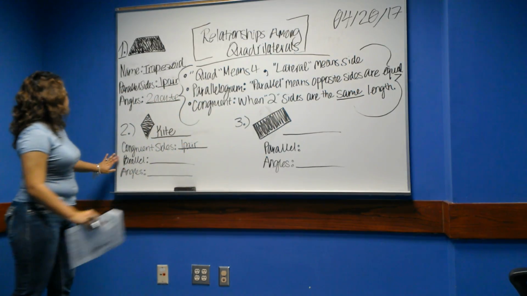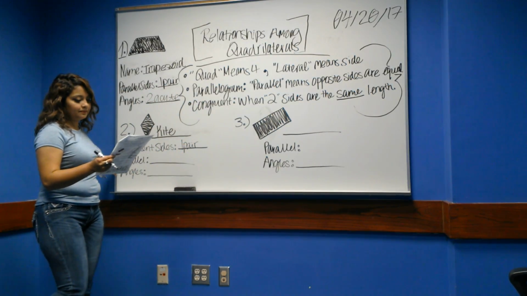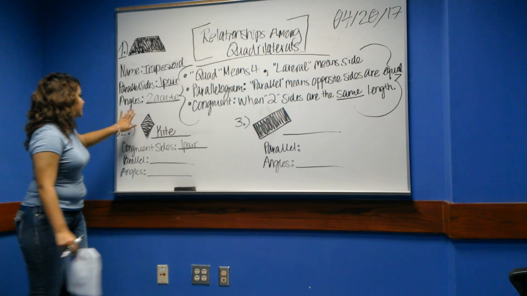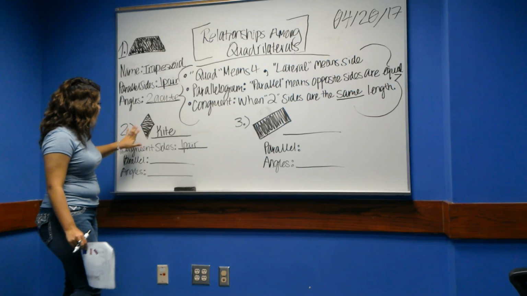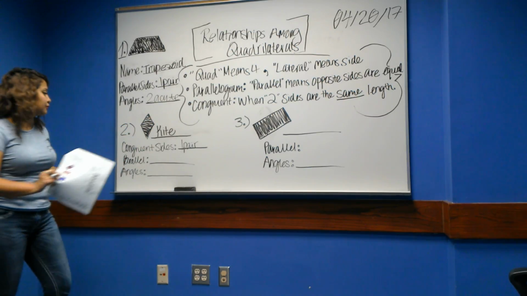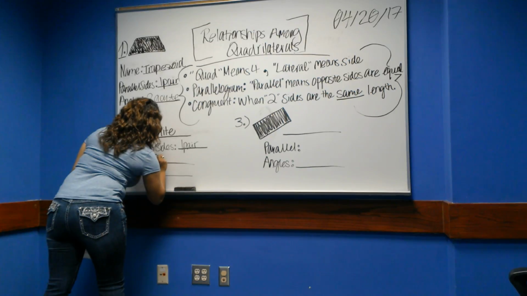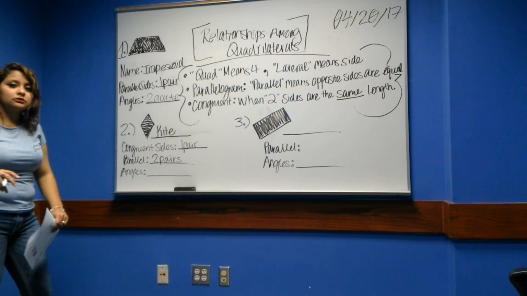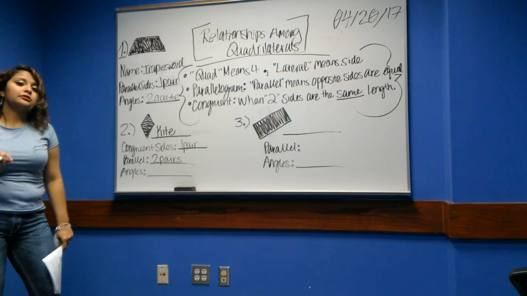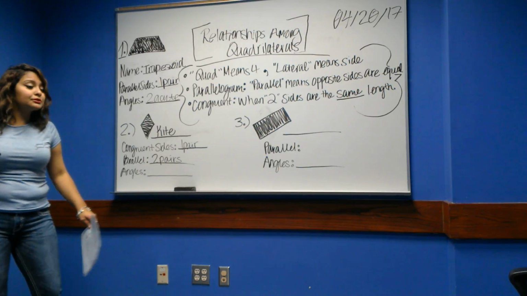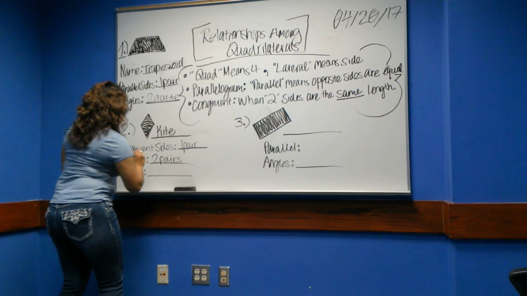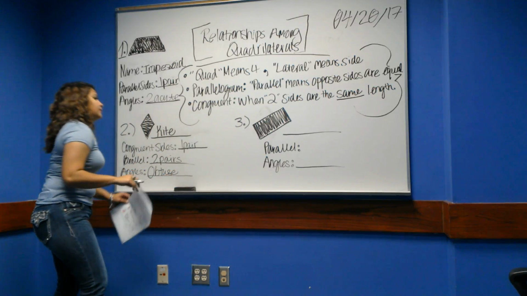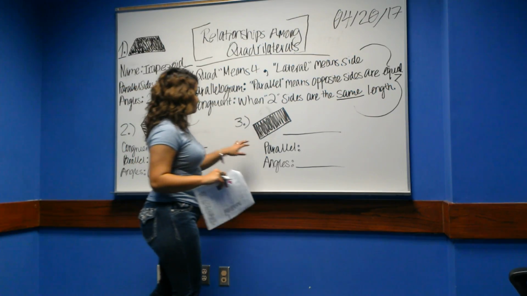All right. Are there any parallel sides? Yes. So we have one, two. We have two pairs of parallel sides. What about any angles? Remember, there's an acute, there's right, there's obtuse. Yes, it's going to be obtuse. All right, let's move on to problem 3.